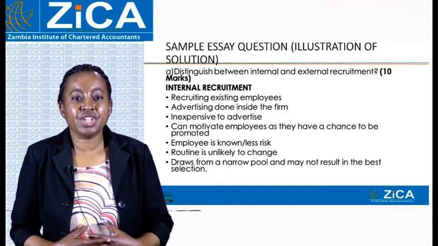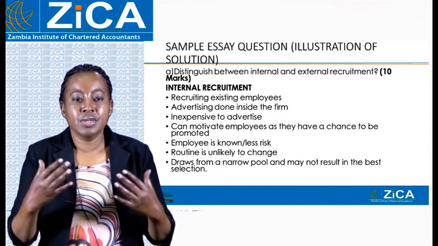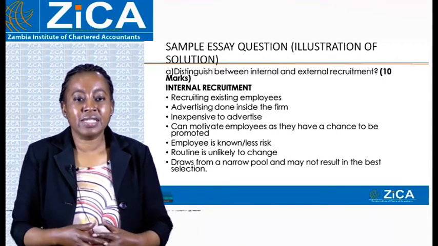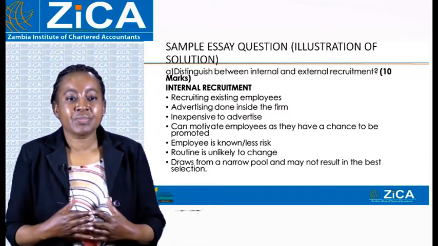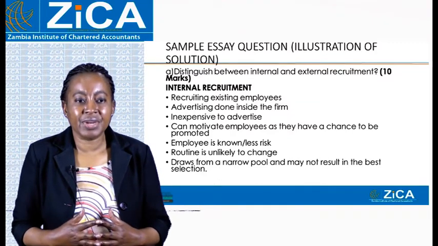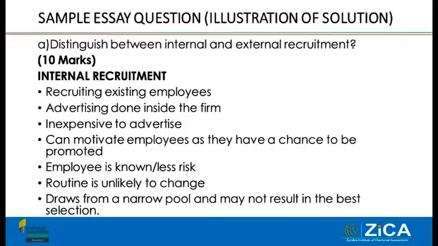So in answering this question, when you go back to A, you want to, in an essay form, these are the key points that you would be considering. Internal recruitment involves recruiting existing employees. Advertising is done inside the firm. It is inexpensive to advertise. Can motivate employees as they have a chance to be promoted. Employee is known, less risky. Routine is unlikely to change, draws from a narrow pool and may not result in the best selection.